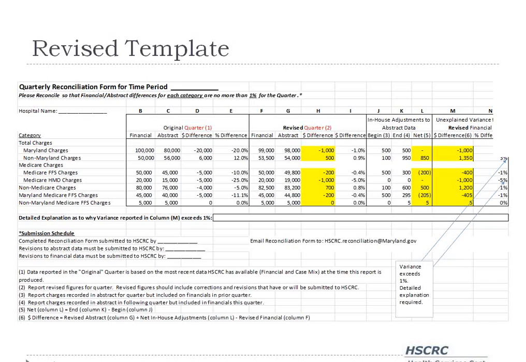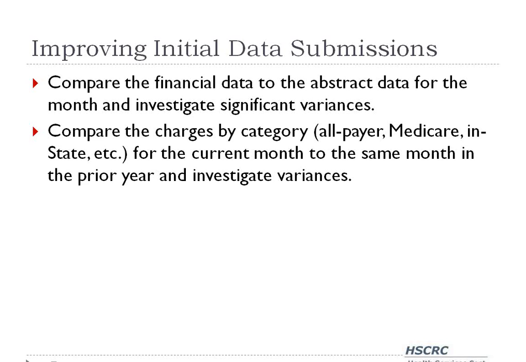The other way that we've identified it, particularly when people just miskeyed a number or made an error, is comparing your charges by category, all pay or Medicare, for this month to the same month in the prior year. And sometimes things jump out at you, where you reported out of state of $1,000 last year and you've got $100,000 this year, and it calls into question whether there's some sort of a problem with your numbers. So just some suggestions and things that we've been looking at up front.